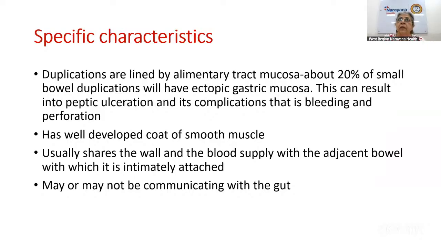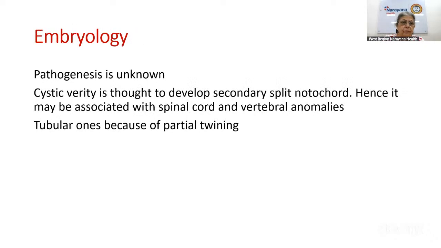Cystic variety usually are not communicating with the gut. That's why they are cystic, because the fluid gets collected inside, it doesn't drain into the alimentary tract, and they form a cystic lesion. While the tubular duplication, so many times are communicating with the gut. Embryology, exact embryology, we don't know. And it is thought that the cystic variety develops because of the cord, and it may be associated with spinal cord or vertebral anomalies. Tubular ones are supposed to be because of the partial twinning.